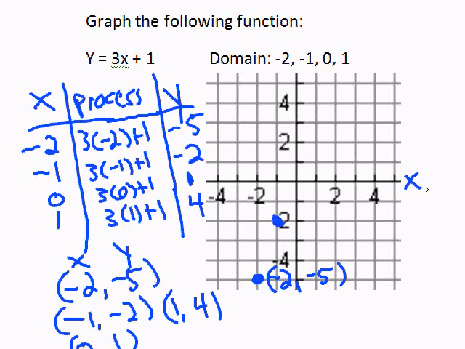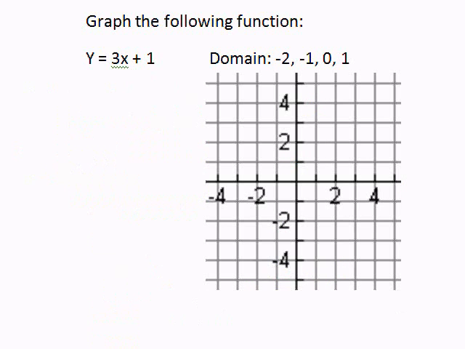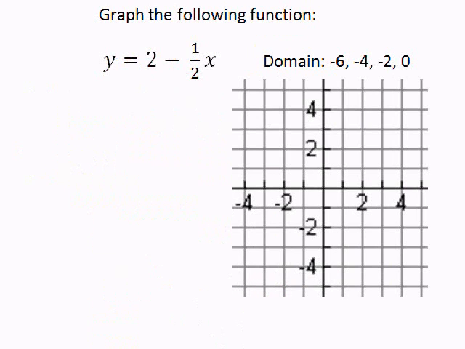Notice, I always do x first and then y. Always input, then output. Okay, 0, then 1, and 1, then 4. You can watch this example if you need another example worked out for you, or you can pause it and work it out on your own. Either way, there'll be one more example for you to work after this.